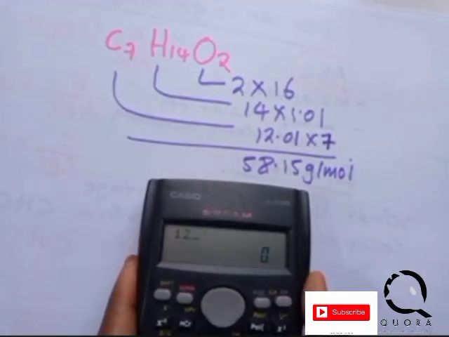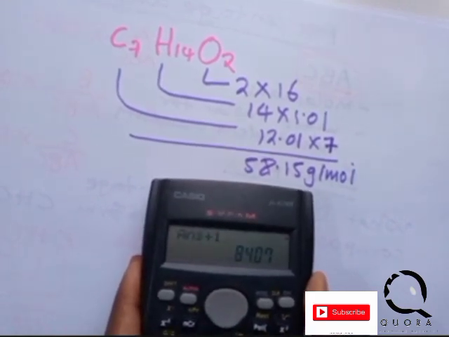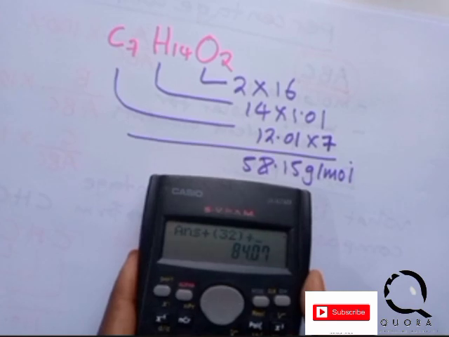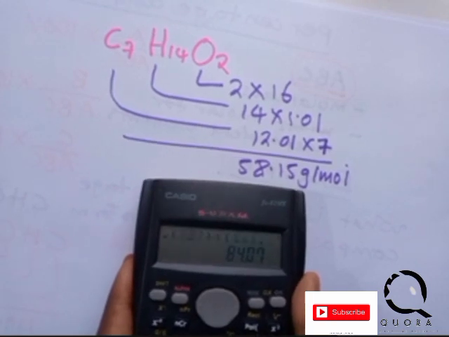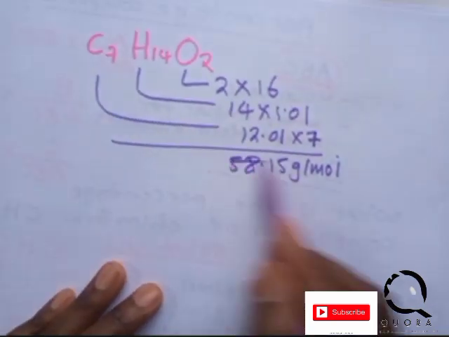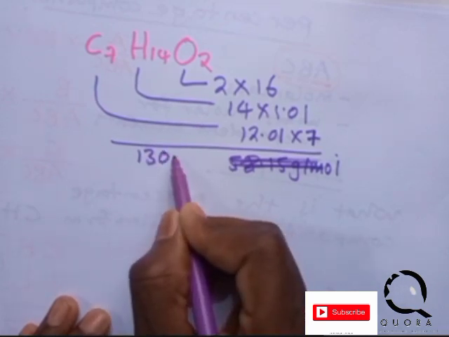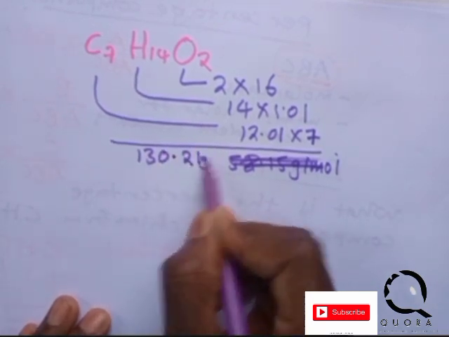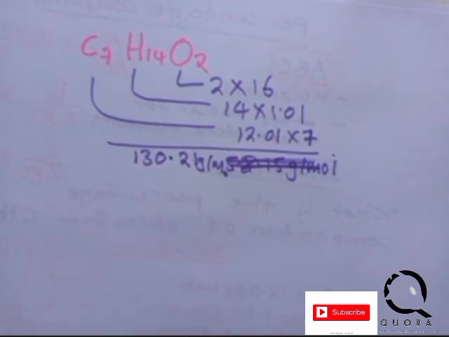So we are going to have 12.01 multiplied by 7, plus 32, plus 14 multiplied by 1.01. Okay, thank you very much. So instead of what we got before, the molar mass has to be 130.21 grams per mole. To get the factor, you have to divide the molar mass given in the question by this molar mass.